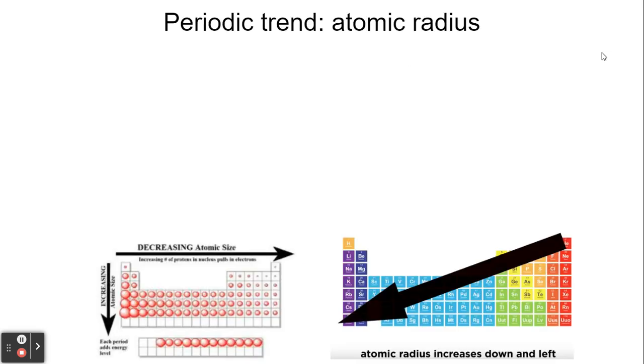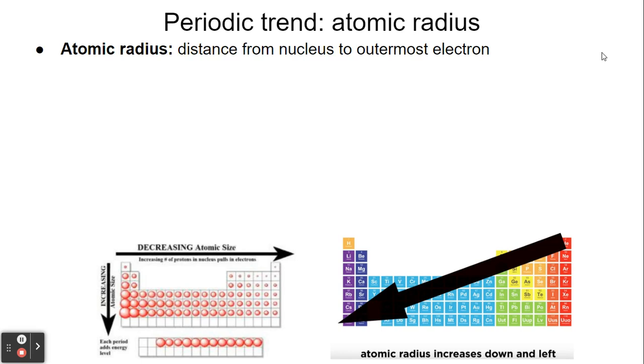So the first trend we're going to talk about is atomic radius. Now, atomic radius is just the distance from the nucleus to the outermost electron. So just think, if we picture an atom like a sphere, this is the same thing as the radius of a circle or a sphere, right? It's just the distance from the middle to the outermost electron.